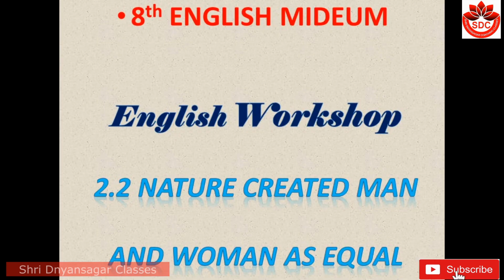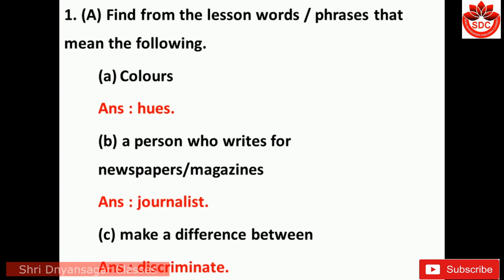Unit 2.2, Nature created man and woman as equal. English Workshop, Standard 8th, English Medium. Question 1. Find from the lesson words or phrases that mean the following. A. Colors. Answer: huge. B. A person who writes for newspapers or magazines. Answer: journalists. C. Make a difference between. Answer: discriminate.